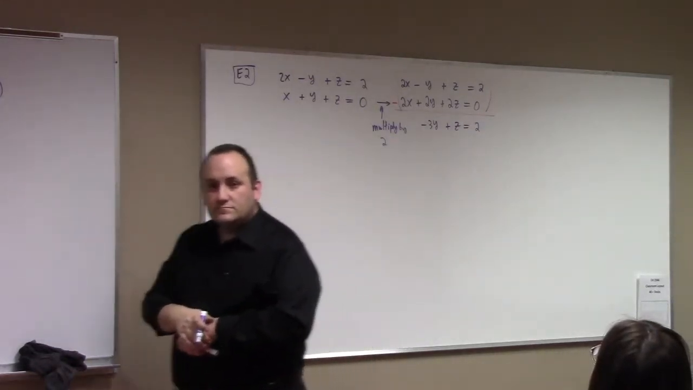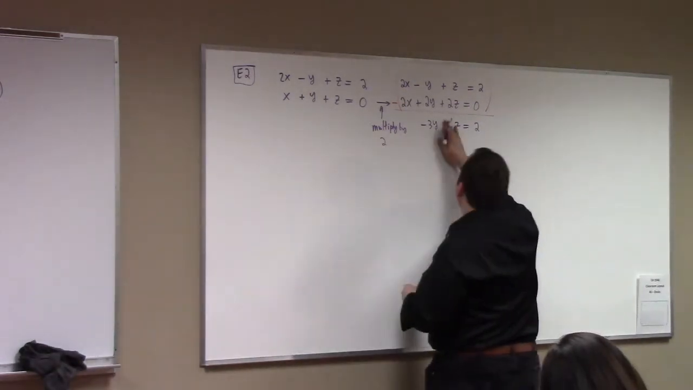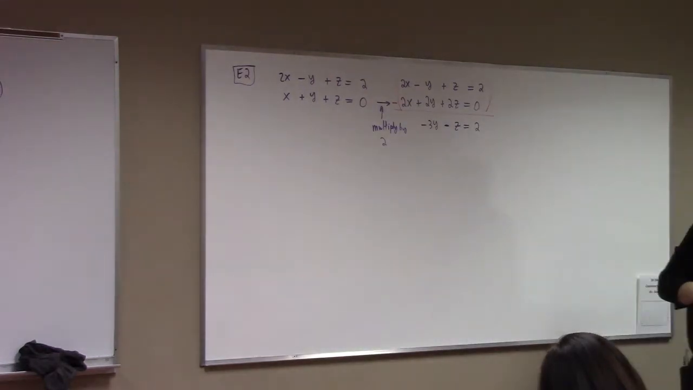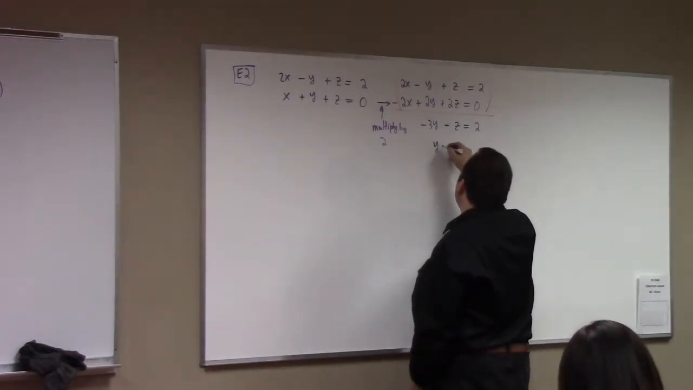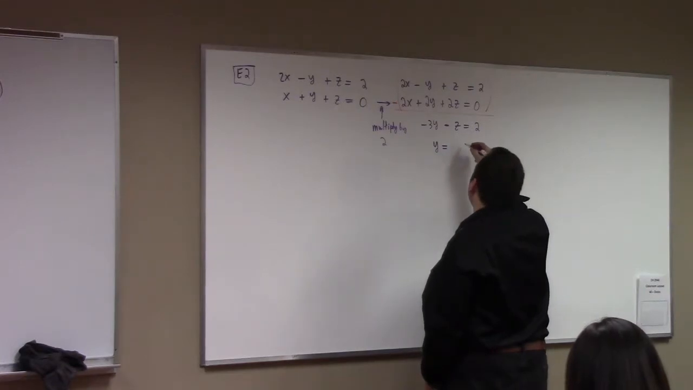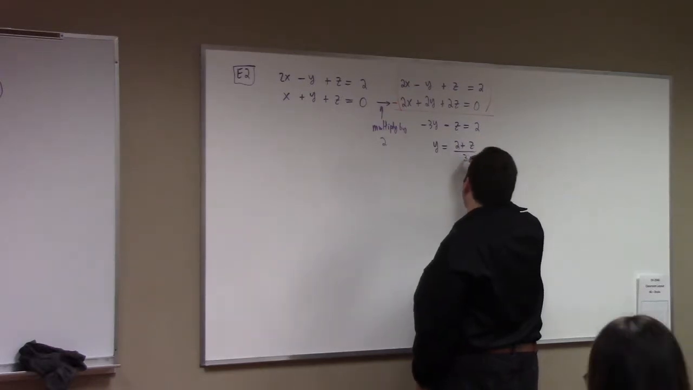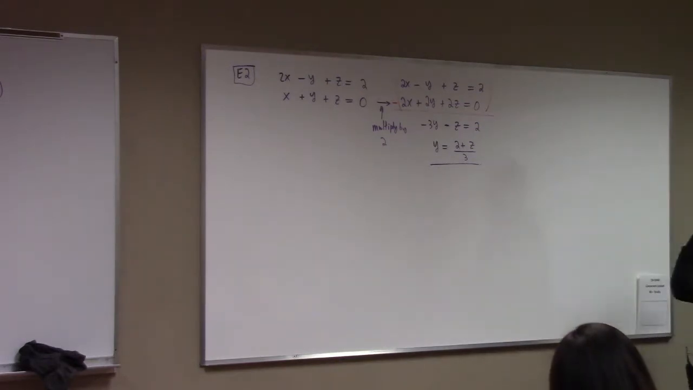So look at this. I can solve for y. y is equal to 2 plus z, divided by 3. What's not entirely obvious is that's as good as you can do.